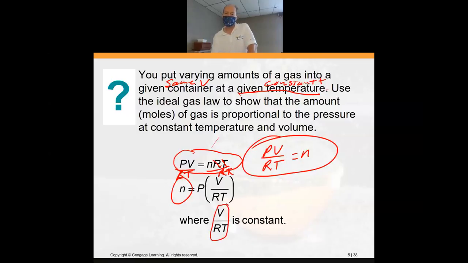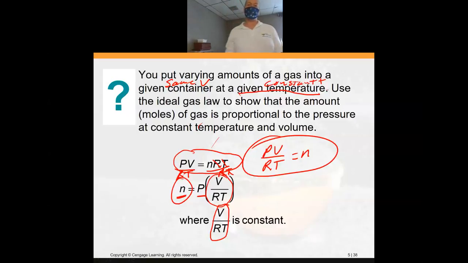So if you take constants and multiply and divide them, they are always going to give you the same number. Volume is always the same, R is always the same, T is always the same, so when you do this mathematical thing, it's always going to be the same number. You take your volume divided by RT, and it always gives you the same answer when you push the buttons. And so N is directly proportional to your pressure, and it has this V over RT constant.